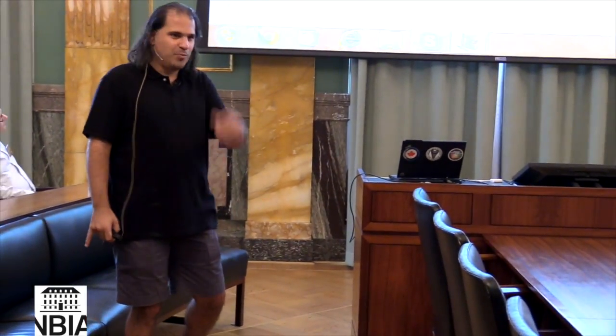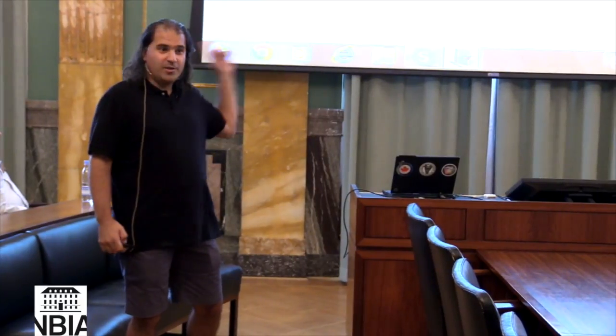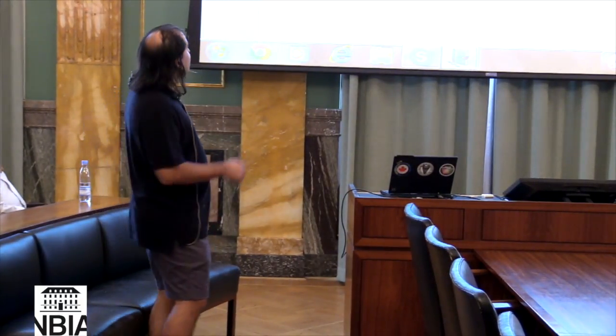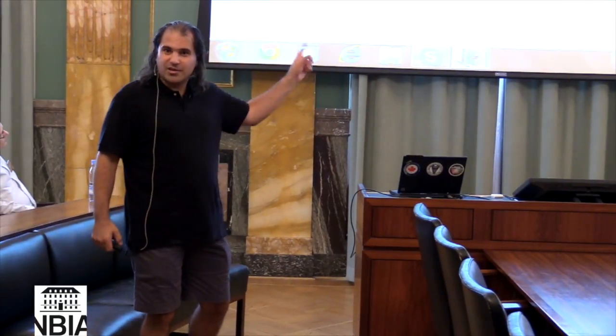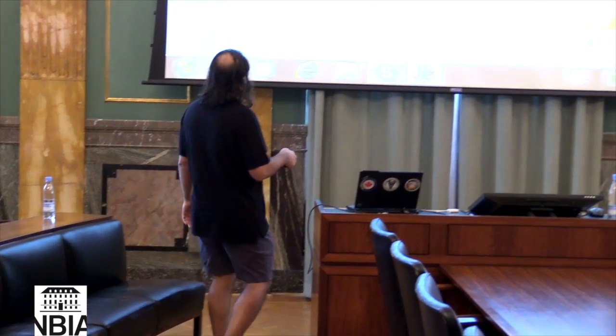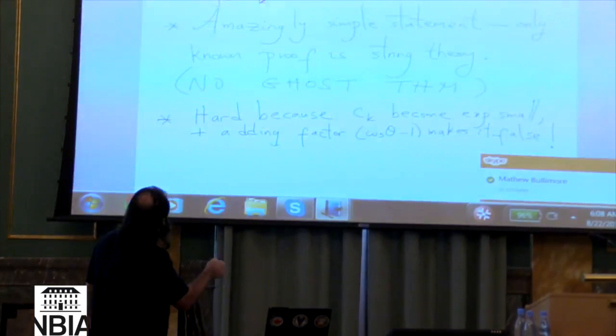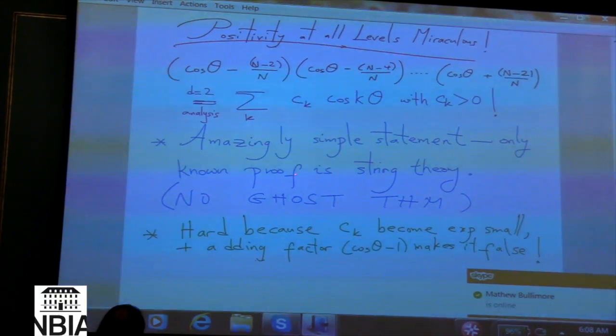And if I had more time for this talk, I would give you a lot of circumstantial evidence that there have to be different proofs of this statement, because there are other things that are true which are related to this fact that is not at all obvious how the no-ghost theorem would know about. Okay? In any case, why is it hard to prove it? It's hard because these CKs become exponentially small while staying positive.